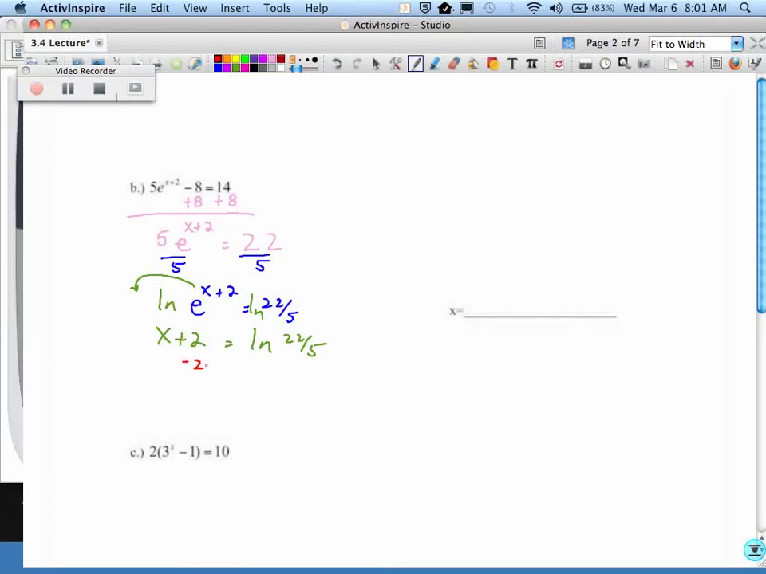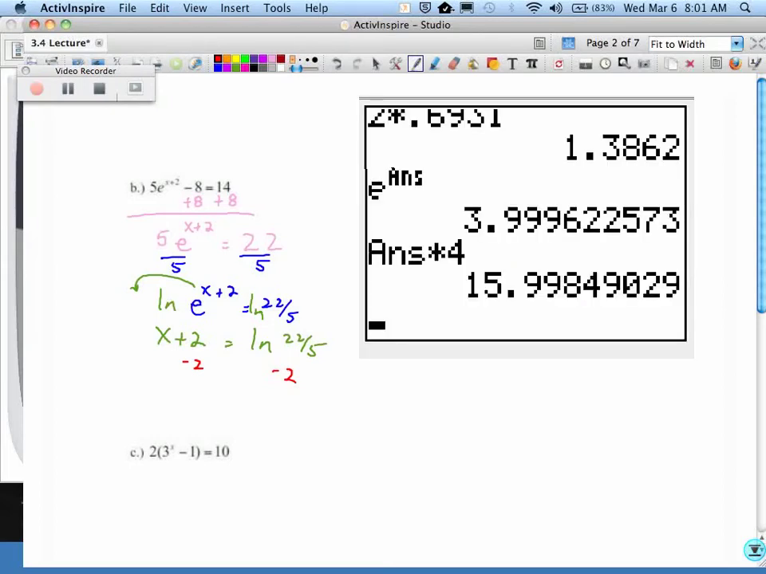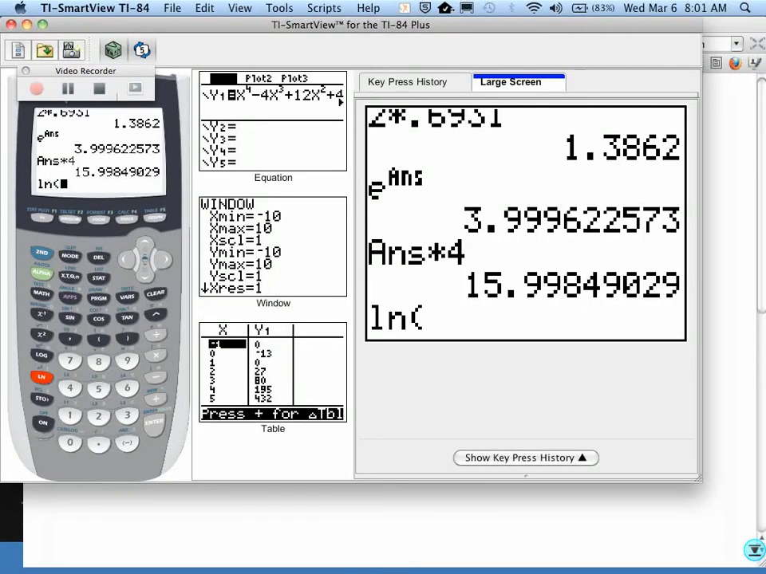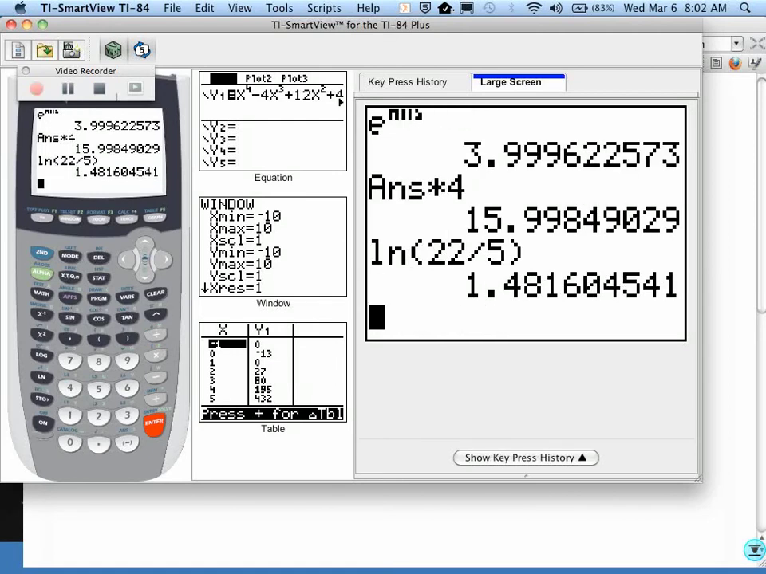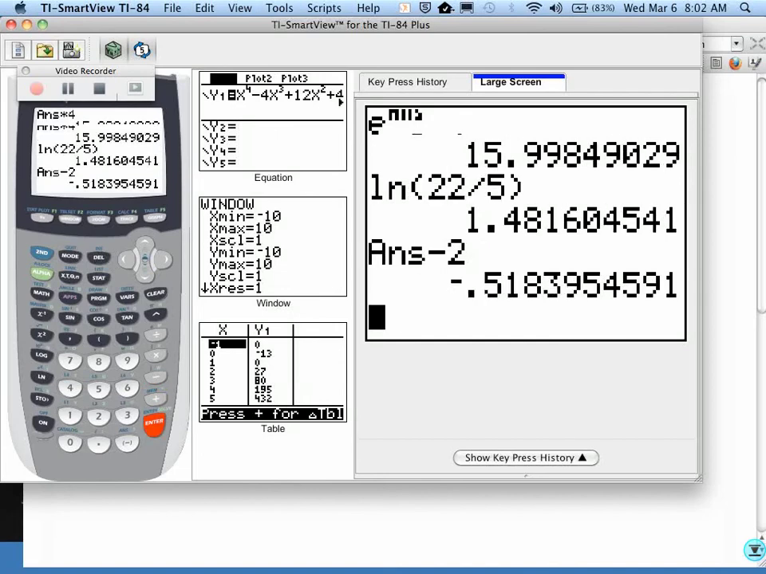Natural log of 22/5, close it. You get that, minus 2, you get that. So what is it? Negative 0.51/84, right? Exact and approximation.